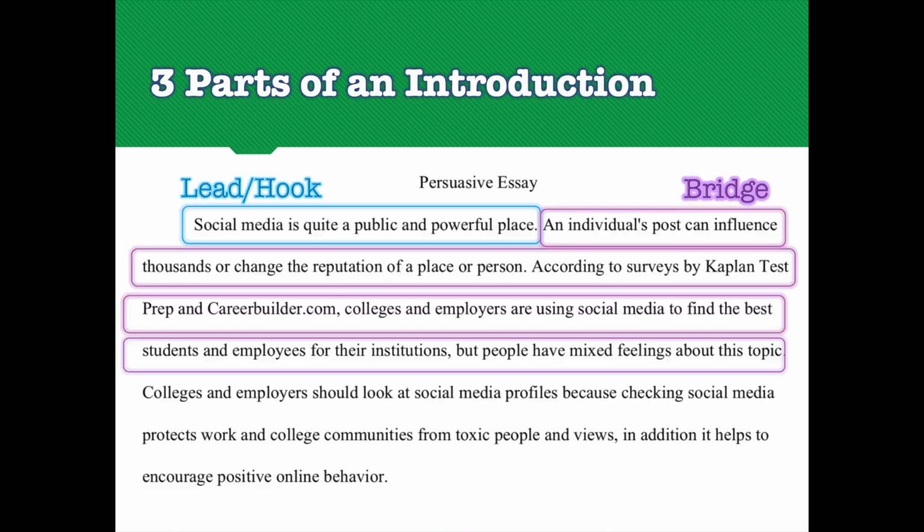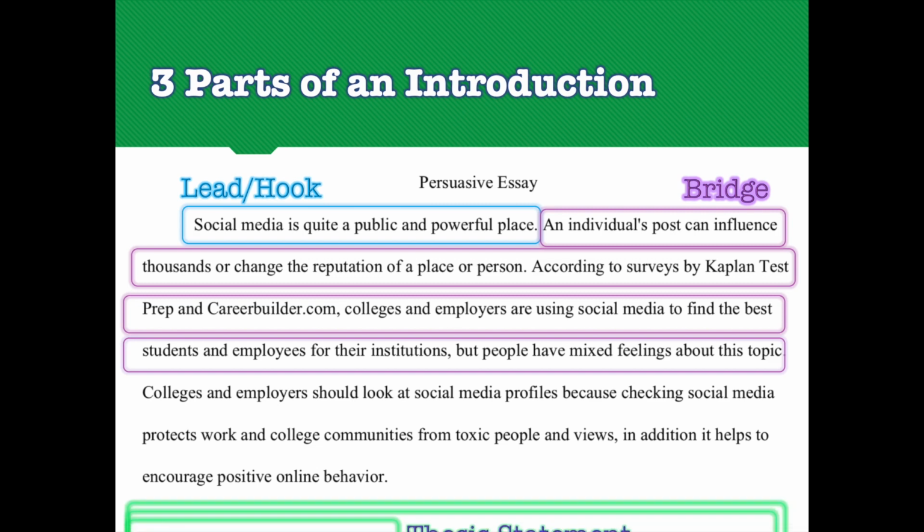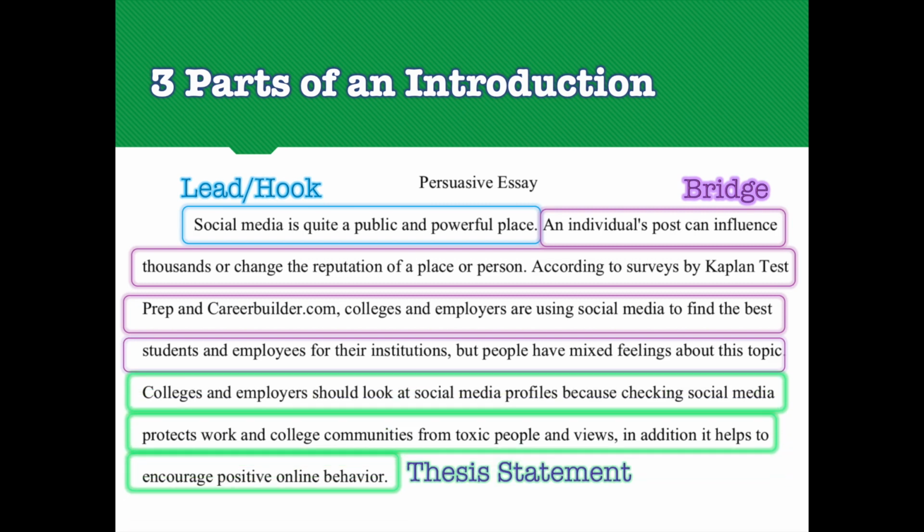We're going to find the thesis in the sample introduction, and it really should not be too hard. It is the last thing that has been labeled, or hasn't been labeled. It is this at the very bottom. "Colleges and employers should look at social media profiles because checking social media protects work and college communities from toxic people and views. In addition, it helps to encourage positive online behavior."